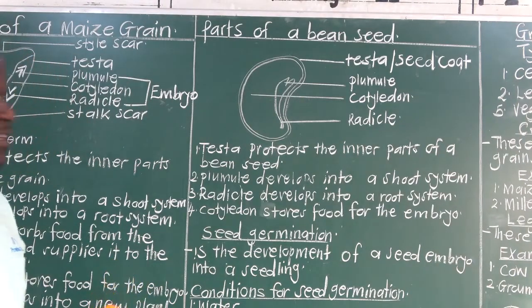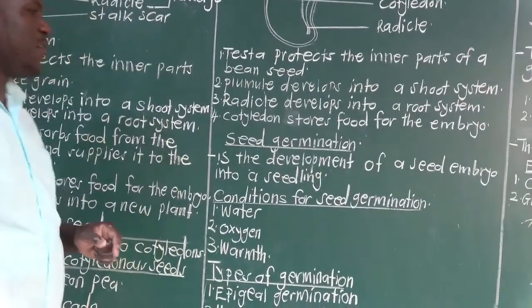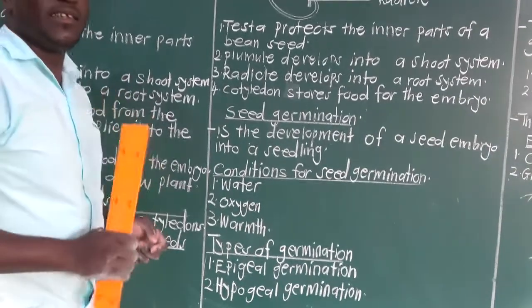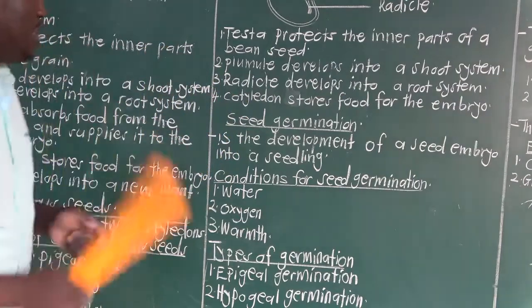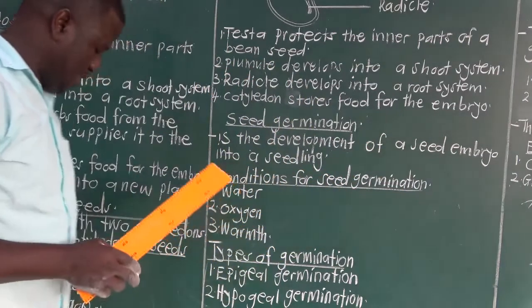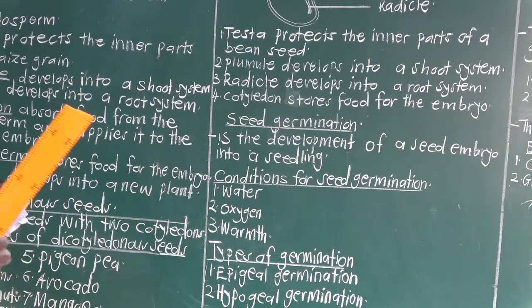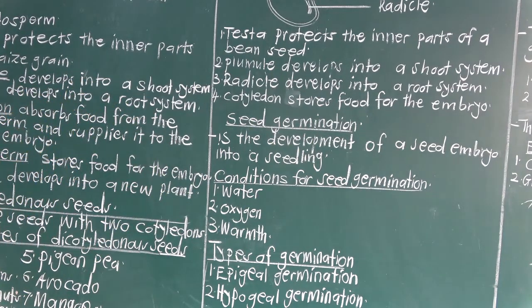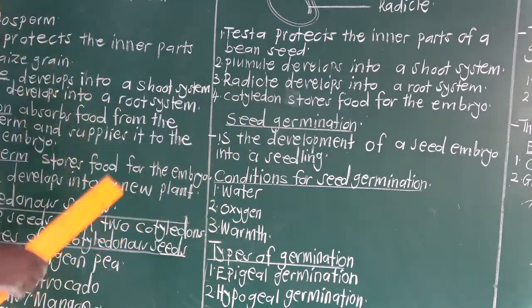Let's look at seed germination. What is seed germination? Seed germination is the development of a seed embryo into a seedling. So when the seed embryo develops into a seedling, that process is called germination.